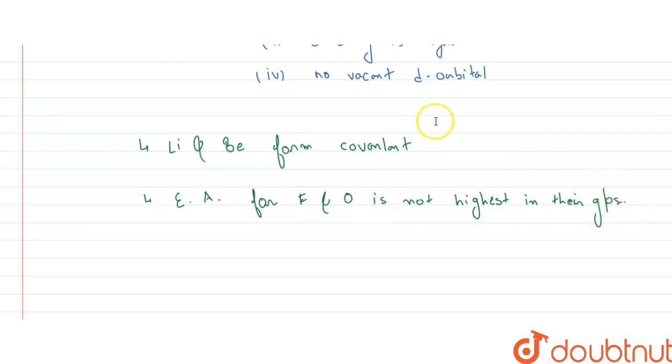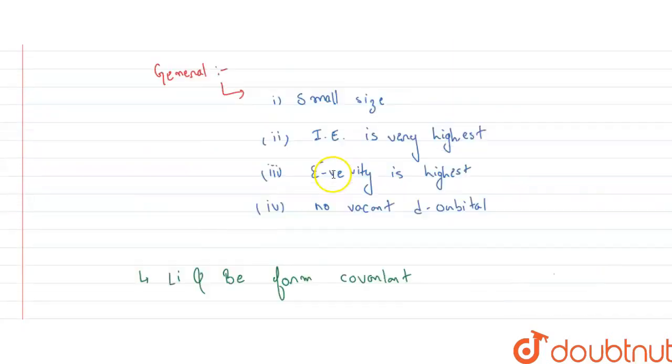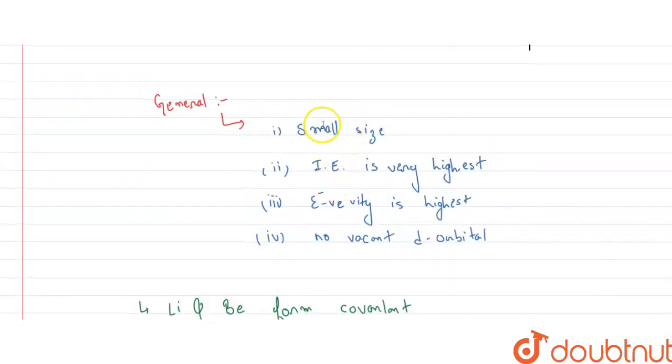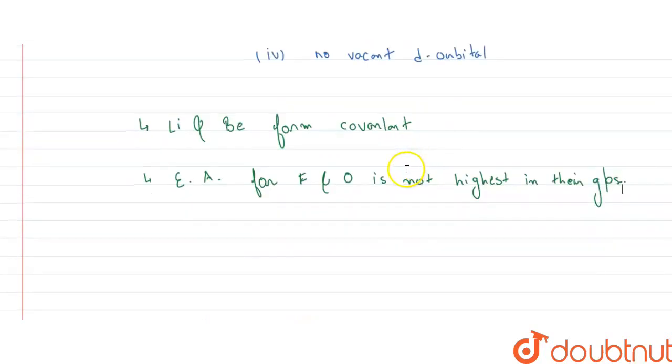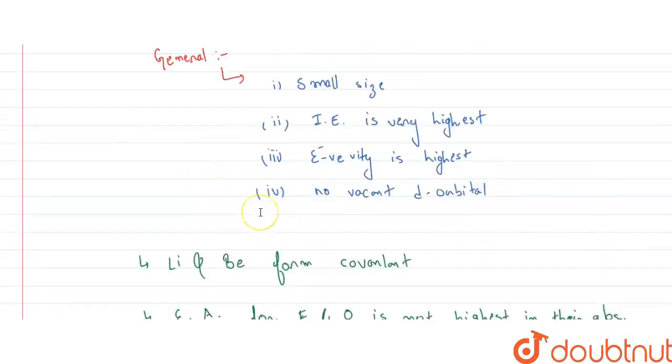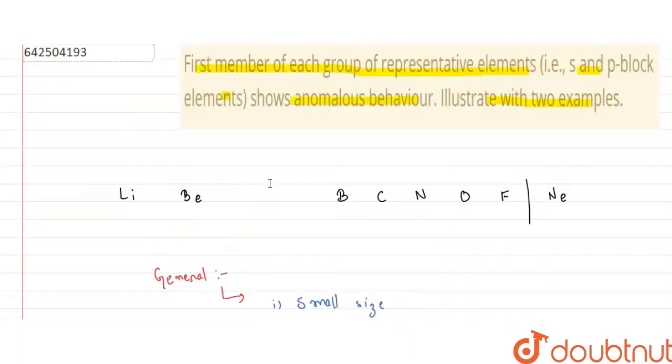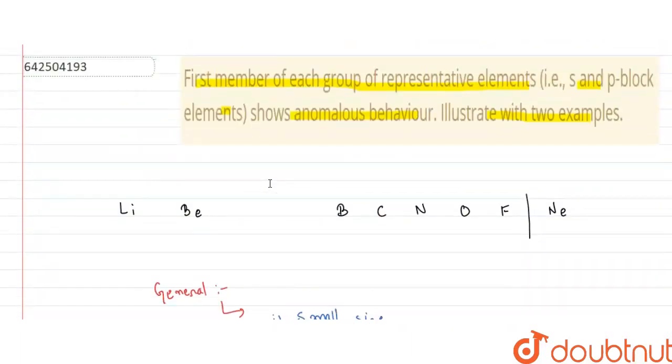And why is it so? It is because of the small size of fluorine and oxygen again. So because of their small size, what happens is when they add an extra electron, the interelectronic repulsion is so high that they become unstable, and therefore the electron affinity or the electron gain enthalpy for them is not highest in their groups. So these are the anomalous behaviors shown by the S and P block. So with this we complete our solution.